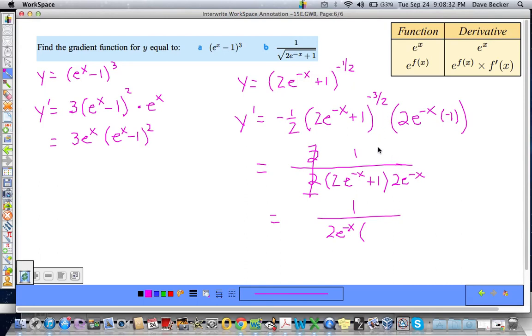2e. Oops, look, I forgot to put the 3/2 here. Ooh, what a loser I am. So 2e to the negative x plus 1 to the 3/2. Now I just cleaned it up. Understand, this is a perfectly good answer, but if you had to evaluate, this would be a better form.